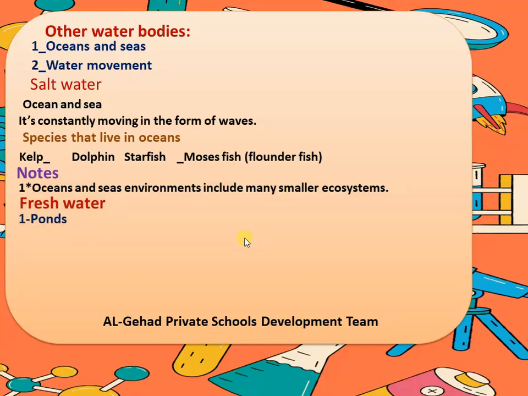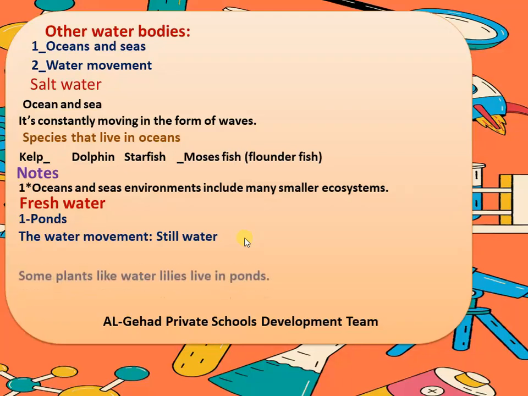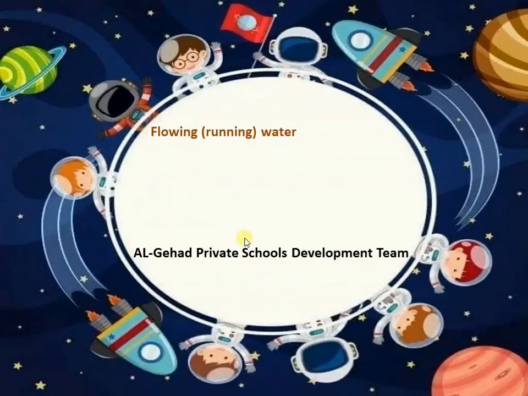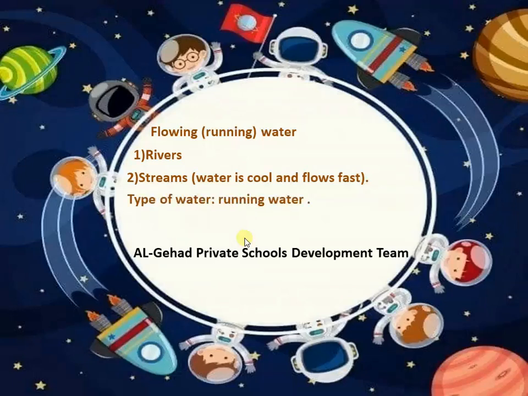Freshwater. Ponds. The water movement, still water. Some plants like water lilies live in ponds, and some animals like salamanders and frogs live in ponds. Flowing or running water. Number 1, river. Number 2, streams. Streams mean water is cool and flows fast. Types of water: running water. Catfish and salmon live in a stream.